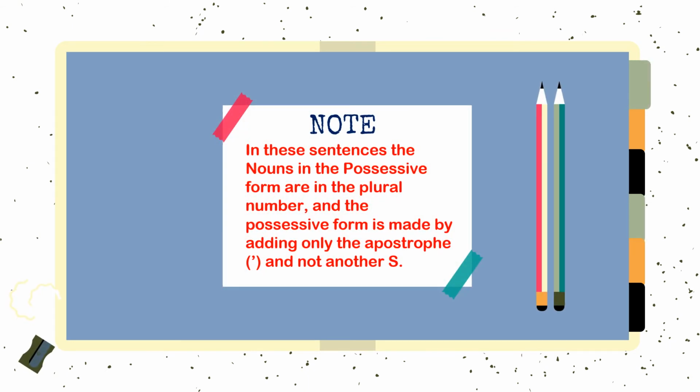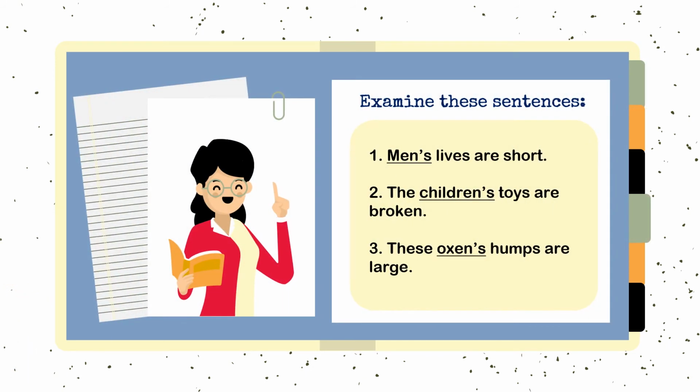In these sentences, the nouns in the possessive form are in the plural number, and the possessive form is made by adding only the apostrophe and not another s. Have a look at these examples. Men's lives are short. The children's toys are broken. These oxen's humps are large.